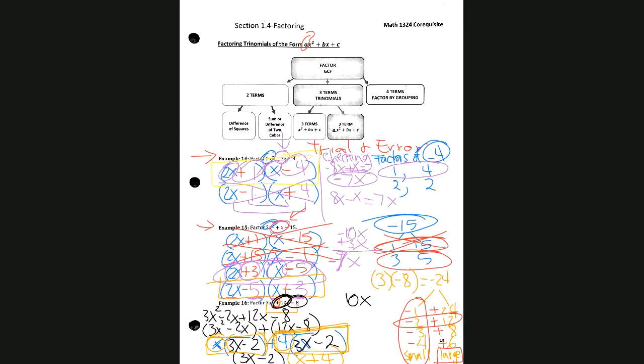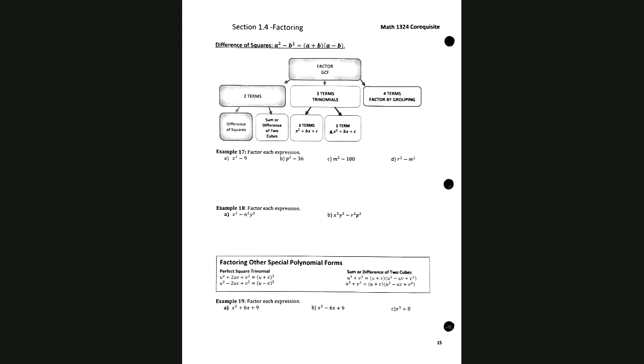So let's move on to our next page. And last one. So far we have done one of this difference of squares. However, we're going to do more examples now. So to prove to you that this is true, let's go ahead and multiply the product of these two binomials.